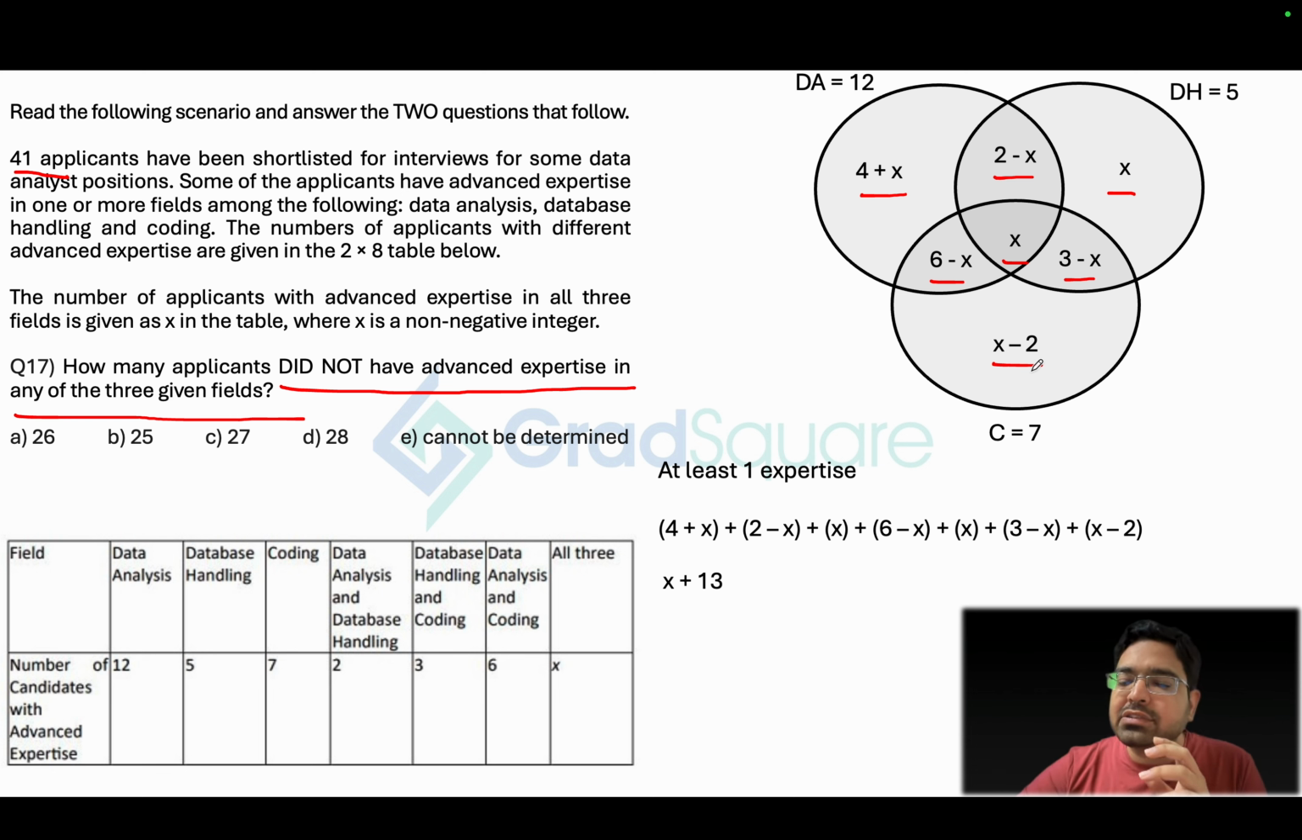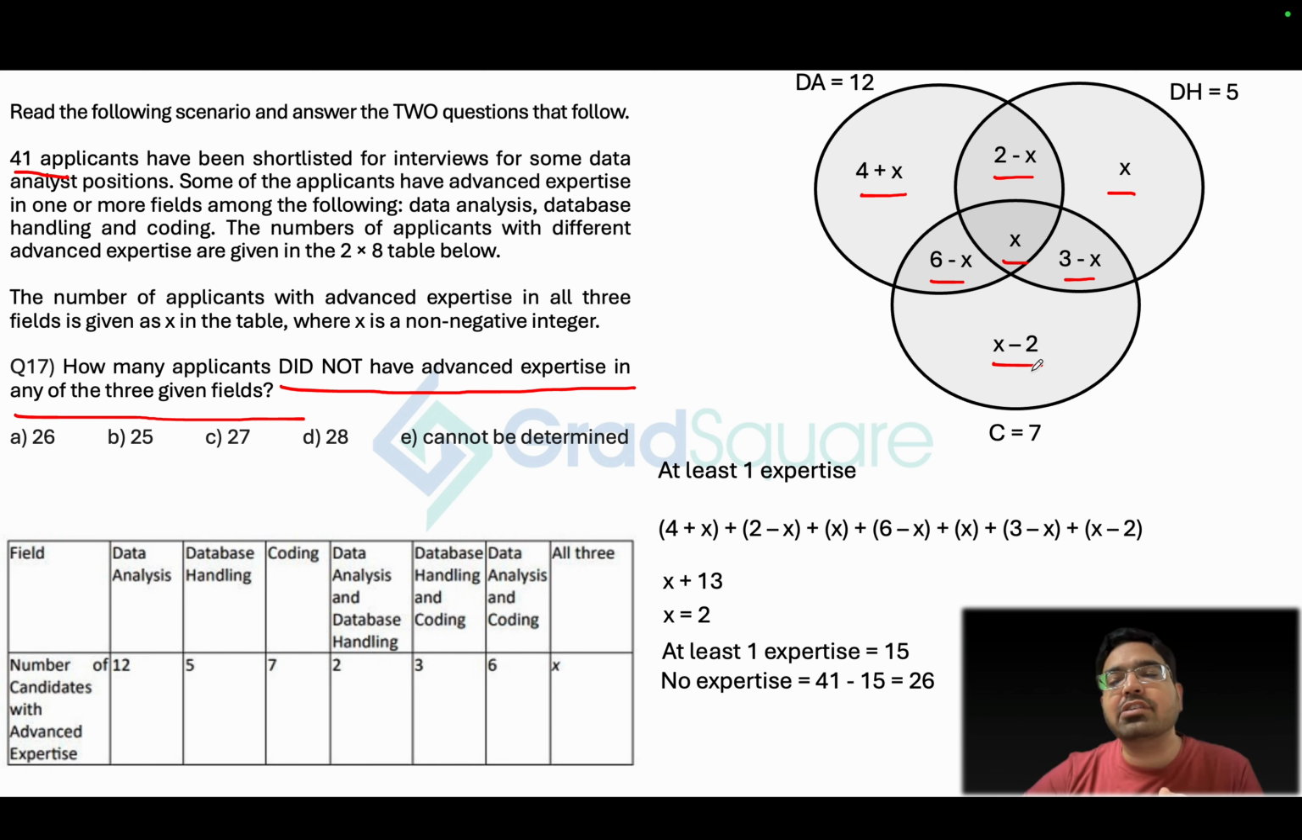If you add all of these values, this turns out to be X plus 13. We already know X is equal to 2. That means X plus 13, the people with at least one expertise, will turn out to be 15. That means the number of individuals who do not have any one of these 3 expertise will be given by 41 minus 15, which turns out to be 26, and hence option A, 26, turns out to be the answer for this question.